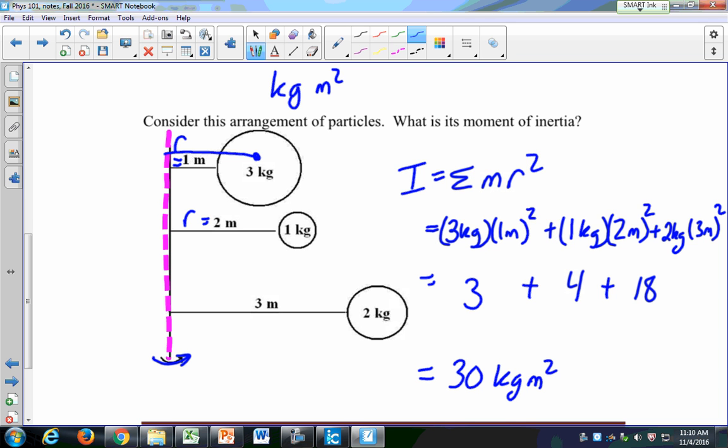Something I want you to notice about this is that each of these masses contributes to the inertia by a certain amount.